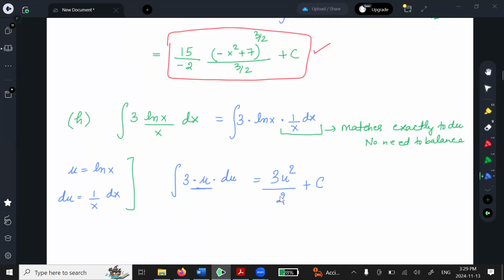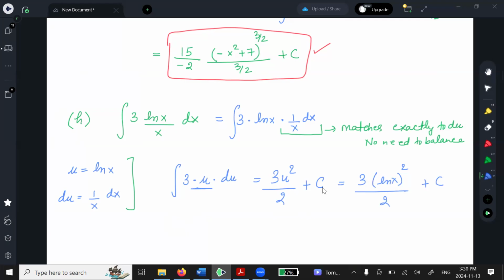Okay, am I done here? Not yet. I have to replace the u by the original. That's it. 2 simple steps. Figure out your u in such a way that du is easy to find and it's already in the question. Let me do one more.